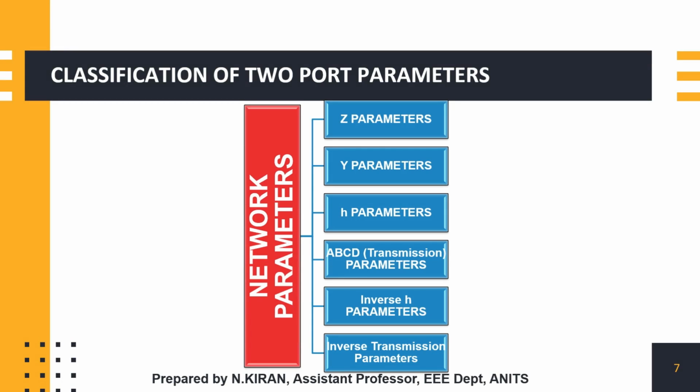The network parameters can be broadly classified into 6 categories: Z parameters, Y parameters, H parameters, ABCD parameters or transmission parameters, inverse H parameters and inverse transmission parameters. Out of these 6 parameters, in today's lecture and in the following lectures, we are going to discuss the basic 4 parameters, that is Z, Y, H and ABCD parameters.